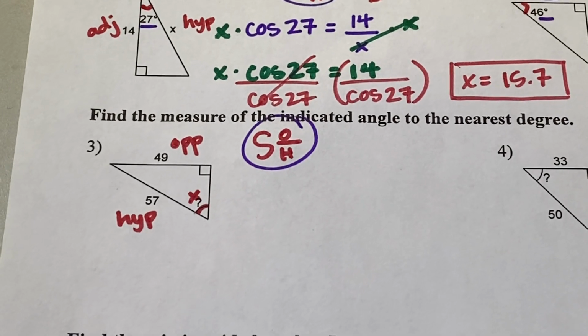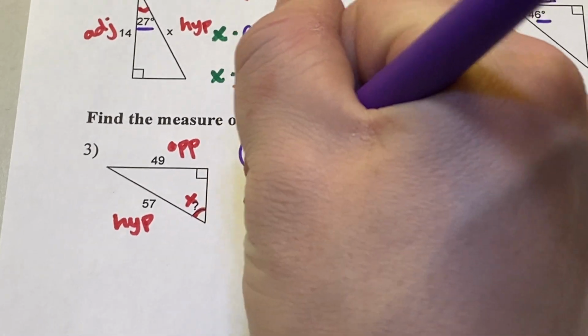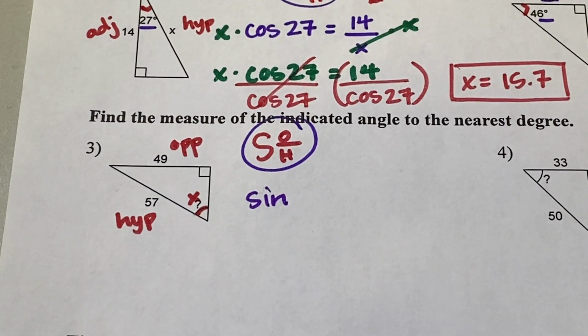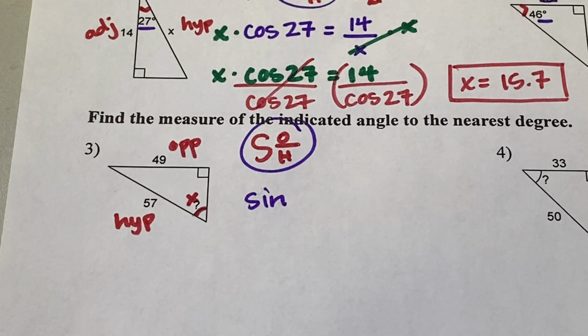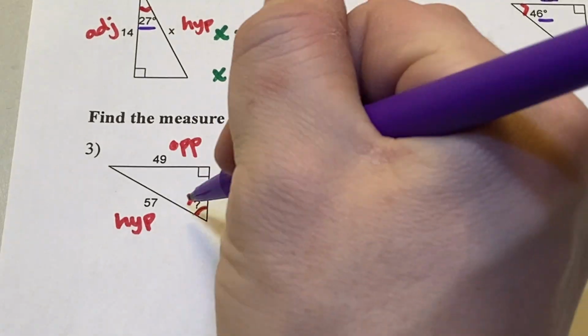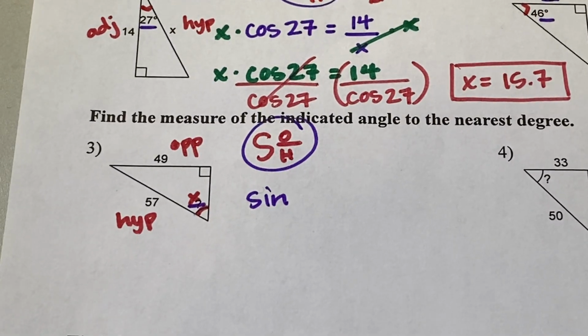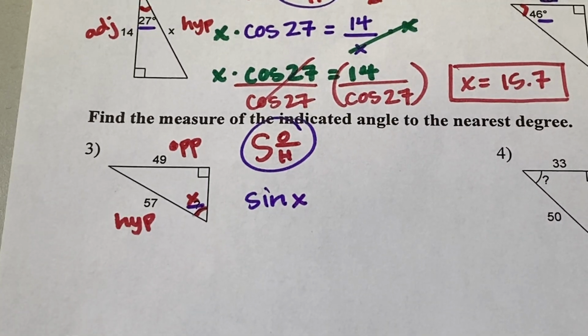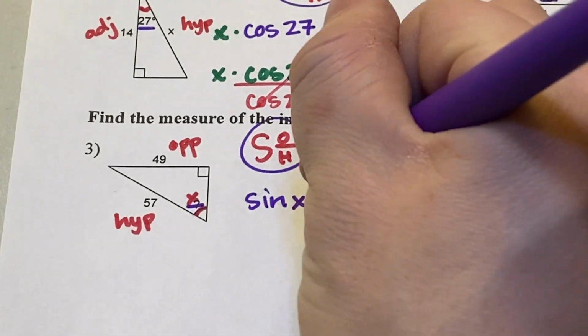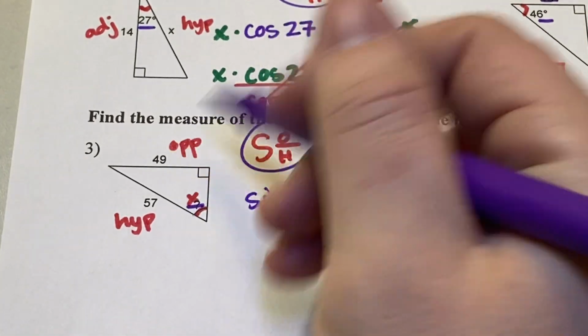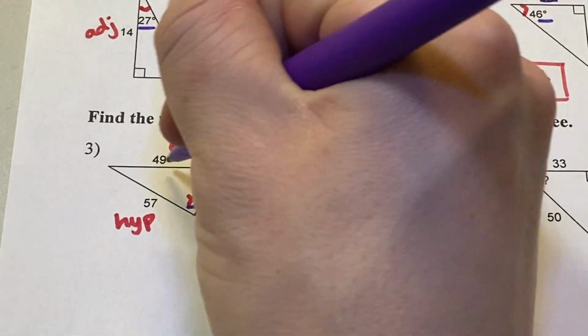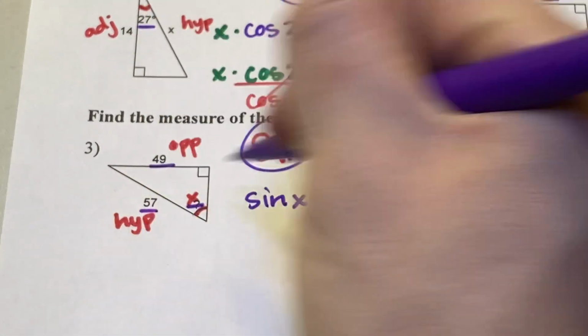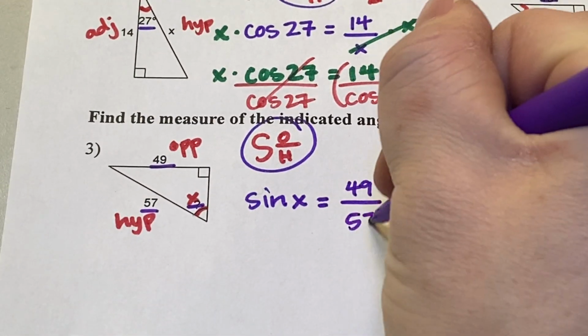Now here's where it's different, you guys. Set up your equation, sine, but remember the angle always goes by the function. What is my angle? What did we label that question mark as? X. So this time it's sine of x, because we don't know what that angle is, equals opposite, 49, over my hypotenuse, 57.